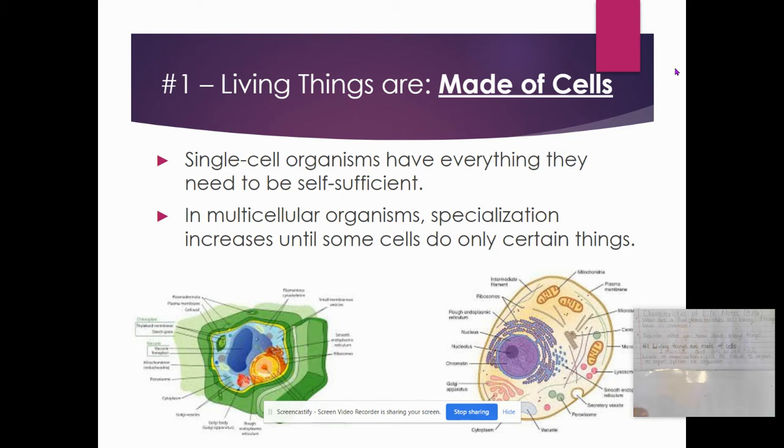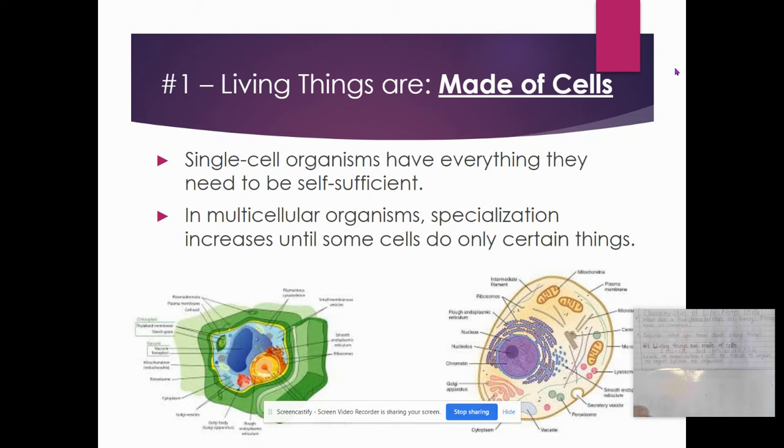All right, one cell could equal life, but also lots of cells could equal life. That's what I've written in our notes. A single-celled organism has everything it needs to be self-sufficient. In multicellular organisms, there is this specialization that's going to increase until some cells do only certain things. So, for example, you have heart cells that help your heart to beat. They go on this very specific beat. And then you have brain cells, nerve cells, that help your brain to think. You're not going to want to have heart cells up in your brain. It wouldn't do you very much good, and it actually would cause you harm.